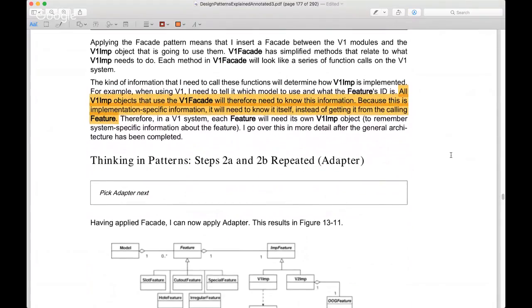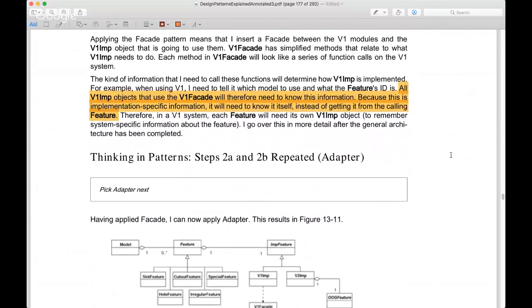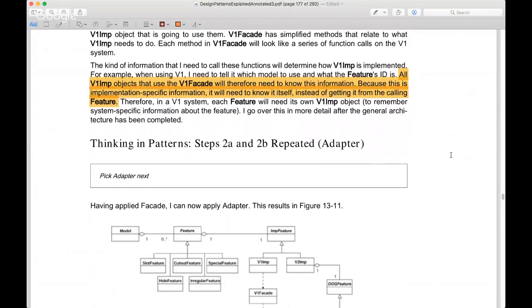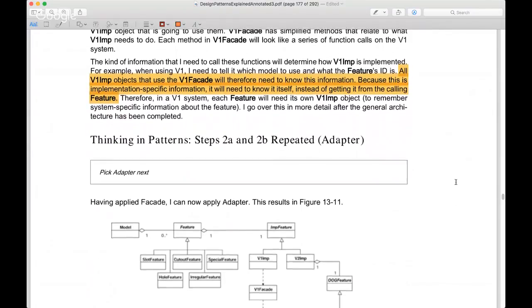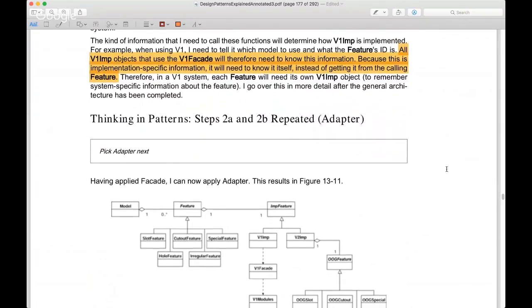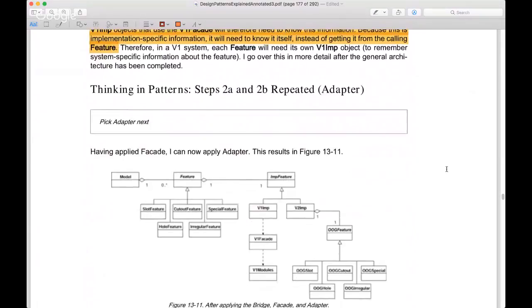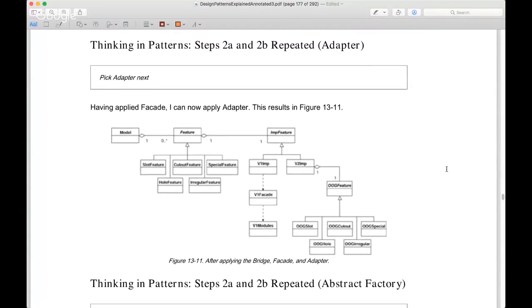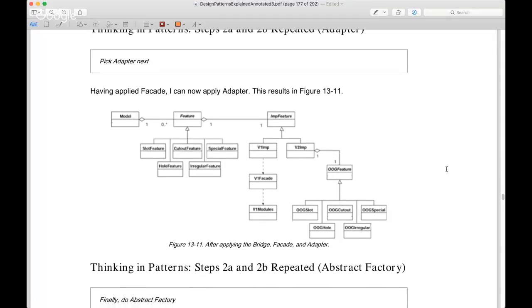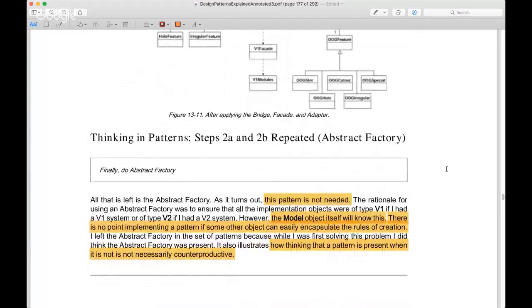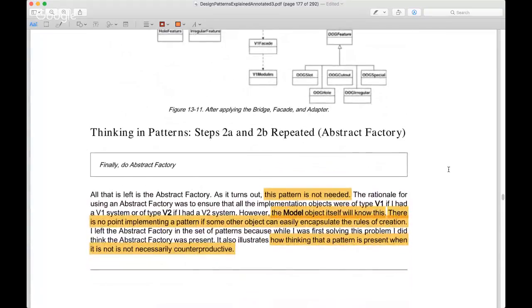So applying the facade between the V1 modules, he now has something that will work for him. And he can now make the V1 implementations work. Now we have to do step 2, A and B again, and now he's going to use an abstract factory to solve the problem for the V2 system.